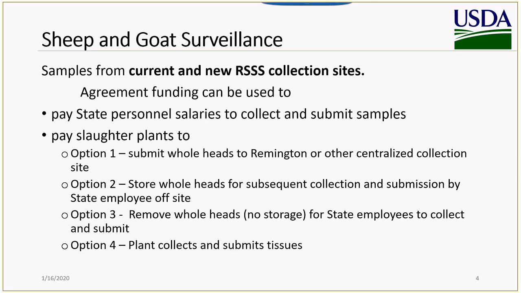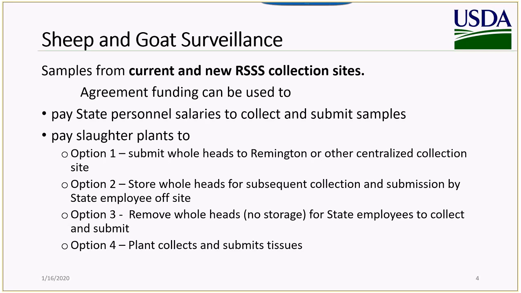The other source of samples is from slaughter plants. You can use agreement funding to pay for your state personnel salaries to go to slaughter plants and collect and submit samples. Or, and this is less preferred, we'd prefer that agreements with slaughter plants be made through the federal office, but you could do this through a cooperative agreement to pay slaughter plants to do one of four different options. Option one would be the slaughter plant could submit whole heads to Remington or to another centralized collection facility, i.e. your state veterinary lab, for collection and submission.